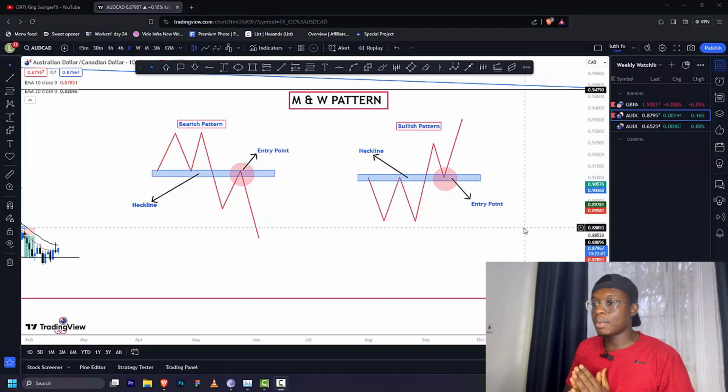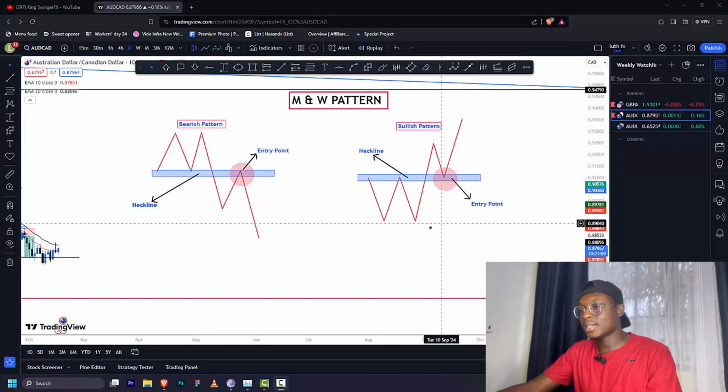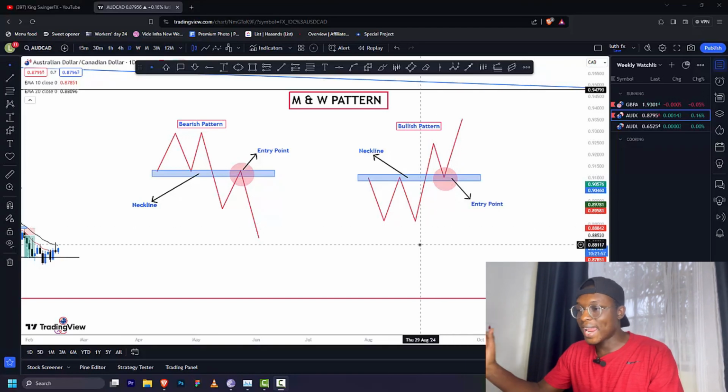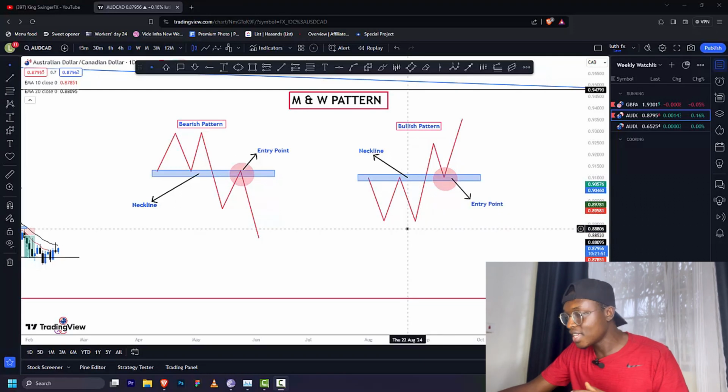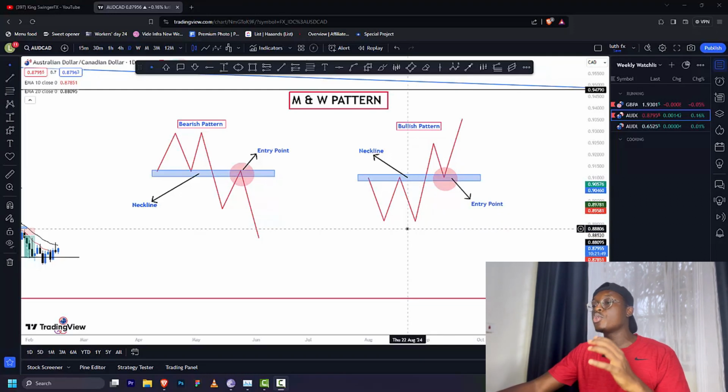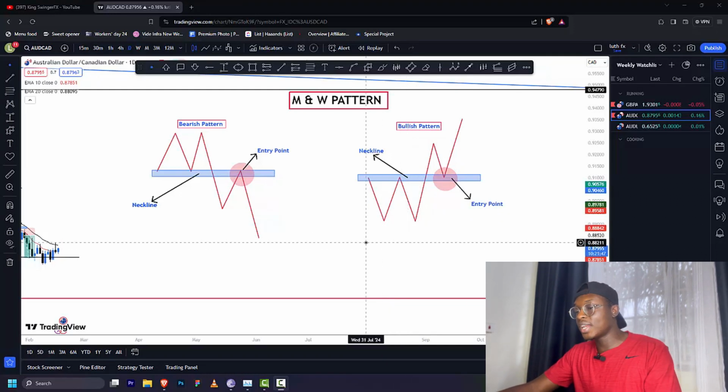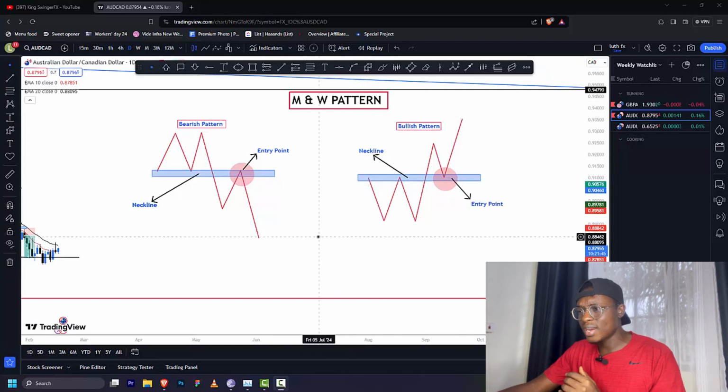Like I said, this is a very simple but effective trading pattern that keeps on appearing on the market every single time. I can guarantee you that if you practice this pattern very well, and you're able to understand and master it and ingrain it in your subconscious mind, you're going to be finding consistent profit in your journey as a forex trader. So let's just dive right into it.